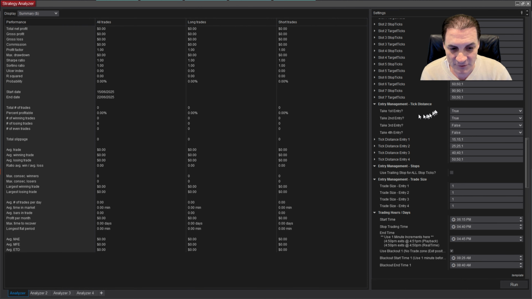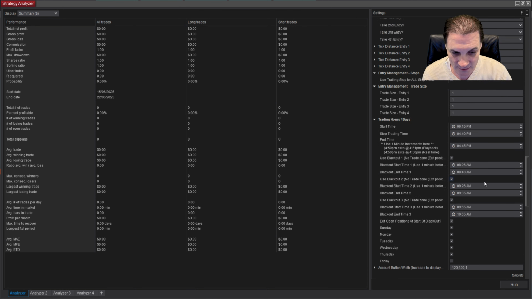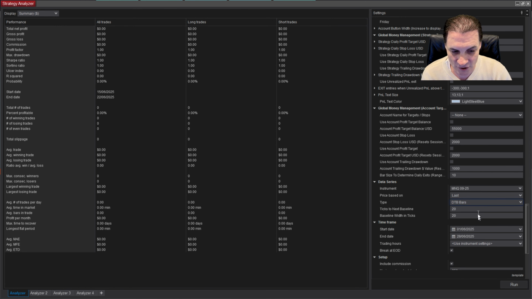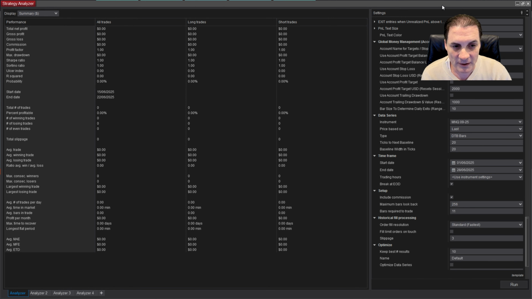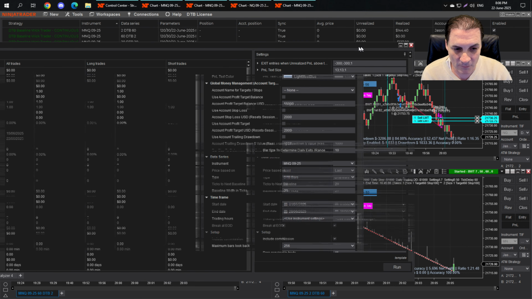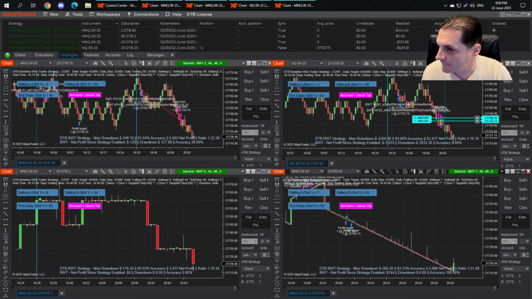The first entry, second entry, third and fourth apply to all the slots. The same goes for the tick distance between the slots. Then we've got an overall start time and end time and our blackout times, as well as trading days of the week. So this is the first optimization that was produced, and that's how we are looking there.